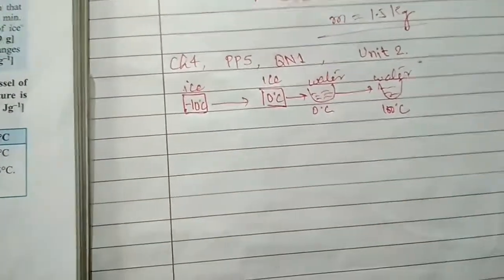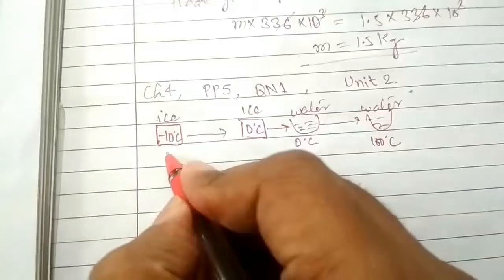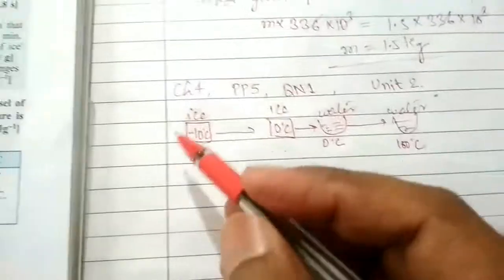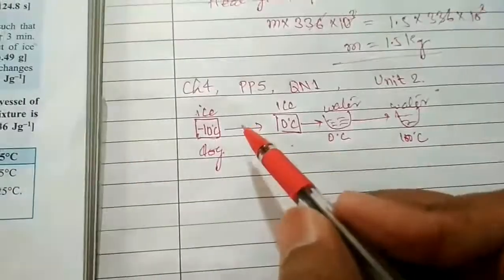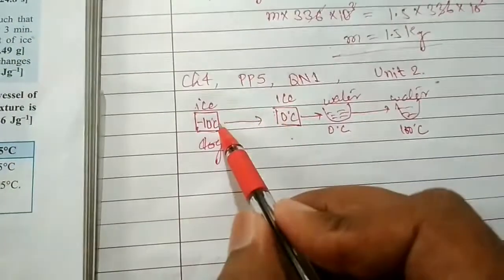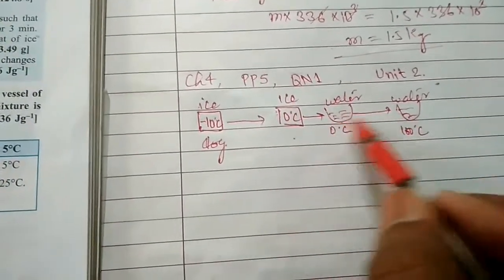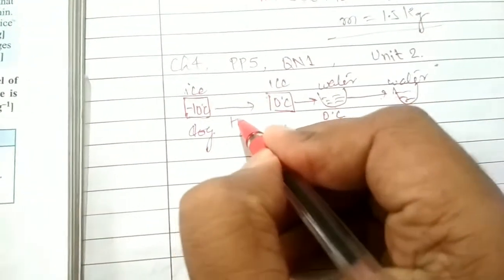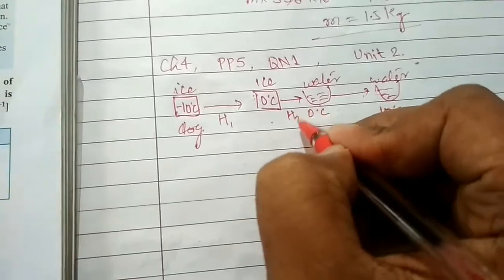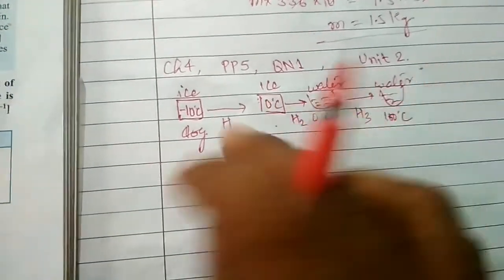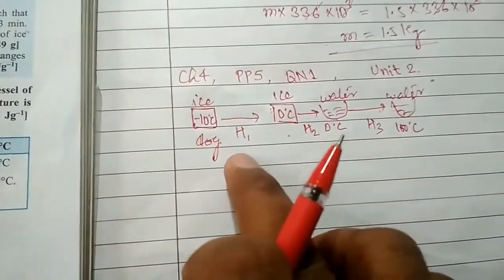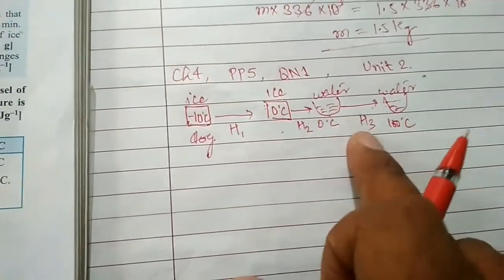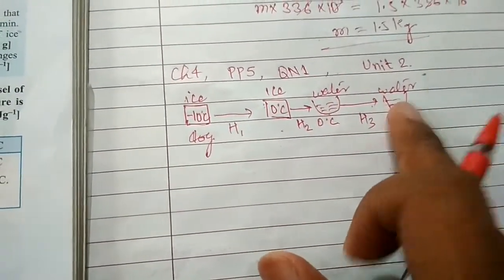Now let's write the given values. This is 40 gram, so all of them will be 40 gram only. And the specific heat capacities are given. Here, for ice, we will take the specific heat capacity of ice, and here we will take the specific heat capacity of water. I have separated it into 3 parts: the heat given H1 from this to this, H2 from this to this, and H3 from this transition to this transition.